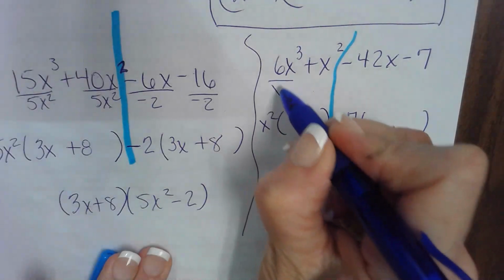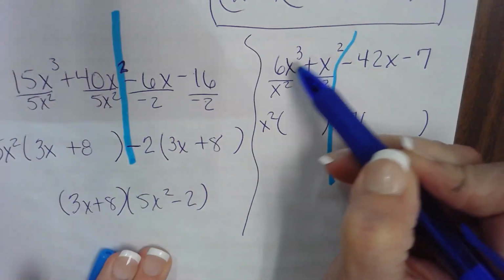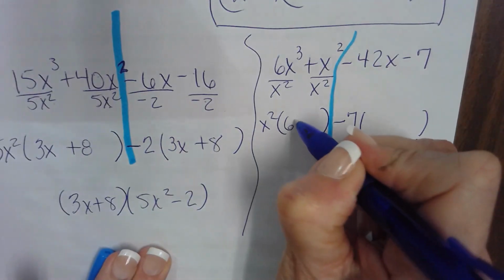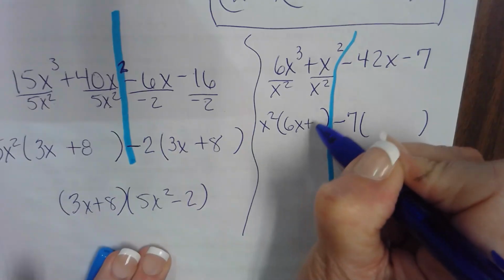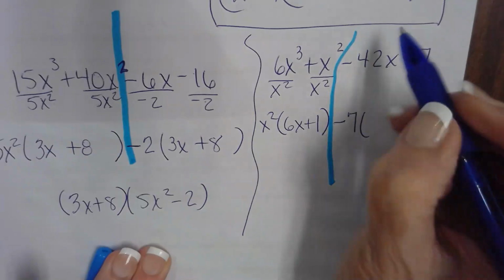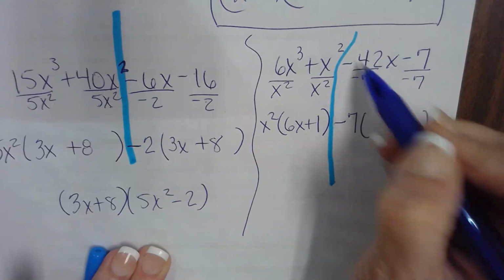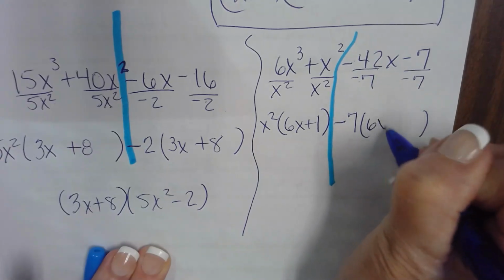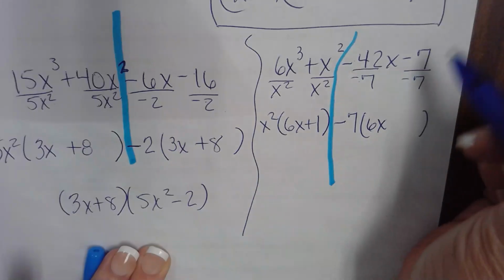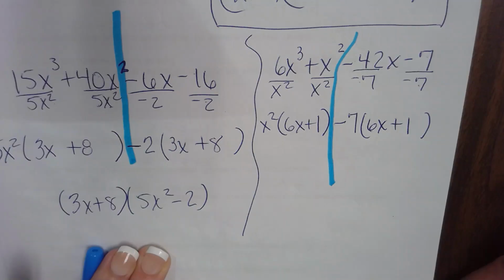Okay, so I need to divide by my greatest common factor. So when I do it here, I end up with 6x. Here I end up with a plus 1. Okay, here I need to divide by my greatest common factor. Negative divided by negative, that would be a positive 6x. Negative divided by negative would be a positive 1.